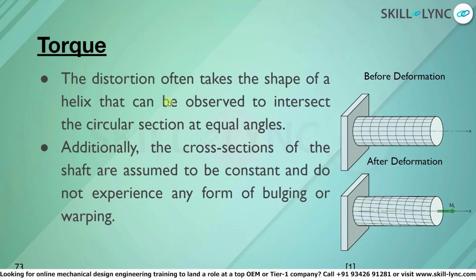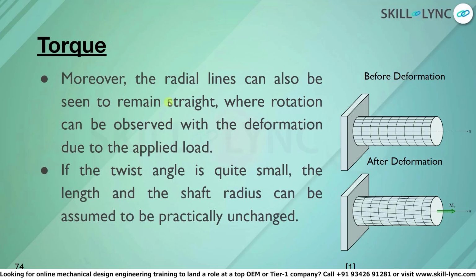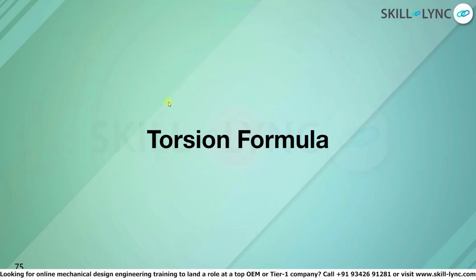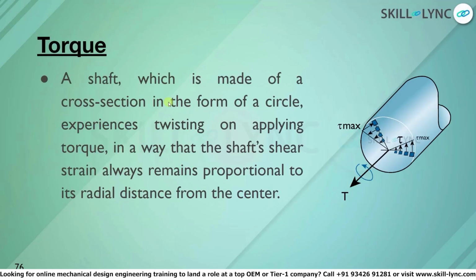We also should note that there is a unique distinction for the radial lines. The radial lines can also be seen to remain straight, where rotation can be observed with the deformation due to the applied load. But one more thing which we have to note here is that when the twist angle is quite small, the length and the shaft radius can be assumed to be practically unchanged. Next, we'll see what the torsion formula is.